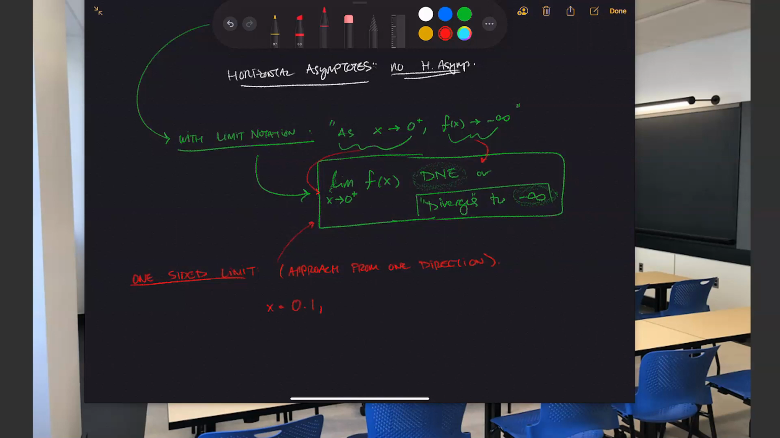So we might start at 0.1, 0.01, 0.001, 0.0001, etc. See how I'm starting with positive values, or values that are greater than 0, and approaching 0 by getting smaller and smaller. So this is what it means to be a one-sided limit from the right.